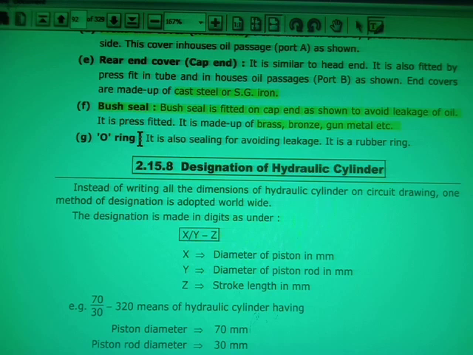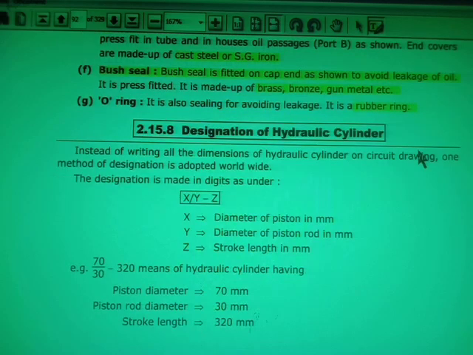And O-rings are provided. O-ring is nothing but a seal. It is also provided for avoiding leakage, and it is made from rubber. So specialized rubber is used for making the O-ring.